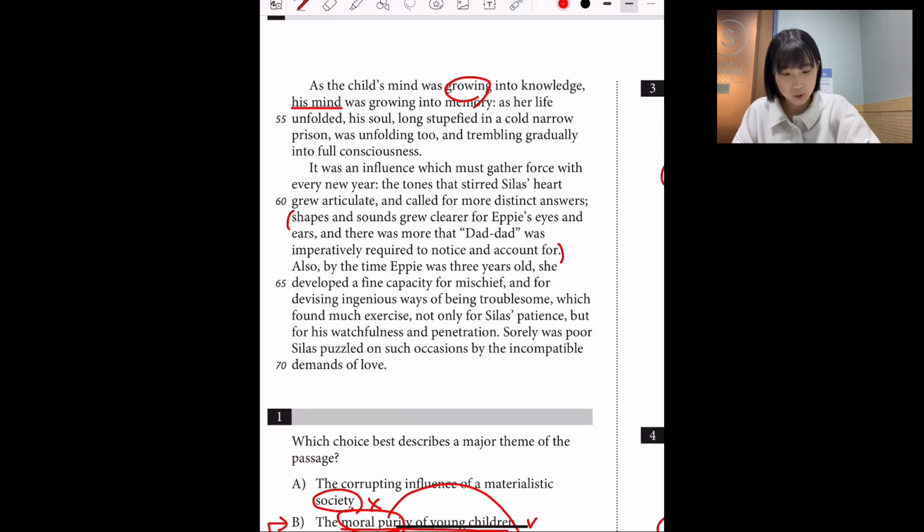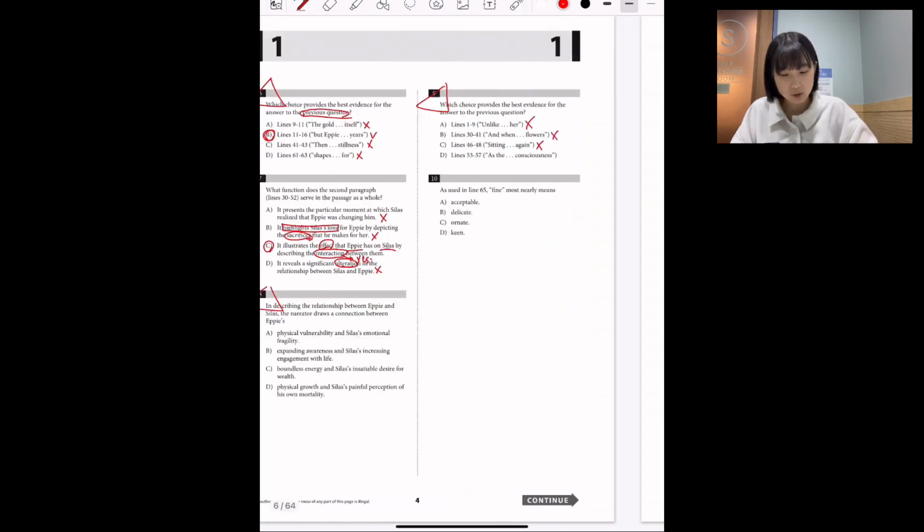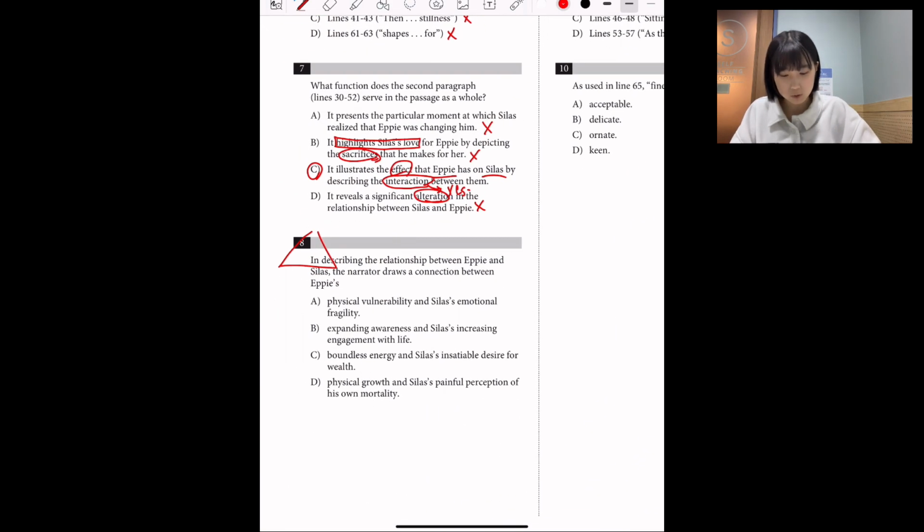As a child's mind was growing into knowledge, his mind was growing into memory. As her life unfolded, his soul, long stupefied in a cold, narrow prison, was unfolding too, and trembling gradually into full consciousness. Here we can see sort of a contrast between the child growing, and Silas's mind growing. See, the use of growing with two different subjects kind of shows a contrast, so we're definitely going to keep that. We're going to look at 8 if there's a sufficient choice for that.